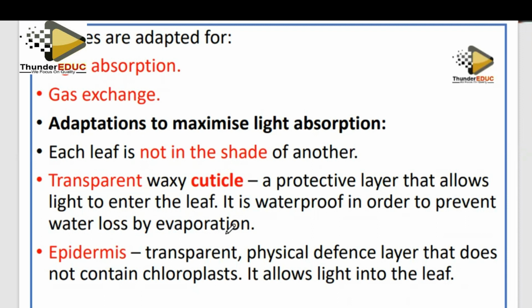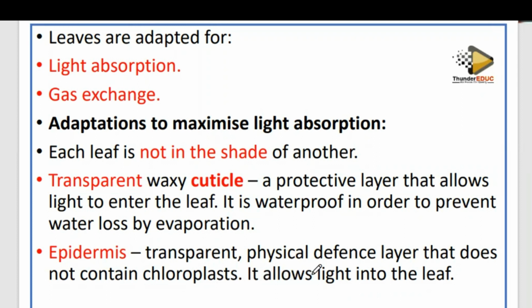So it being waxy, like if your skin is waxy, it means that it prevents water from being lost. While being transparent, it means that it allows light to go through. Epidermis, transparent, physical. It's a physical defense layer that does not contain a lot of chloroplast.